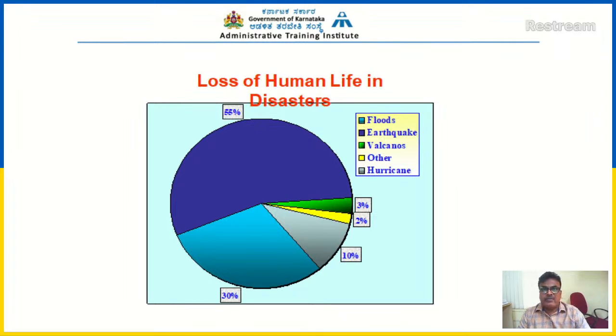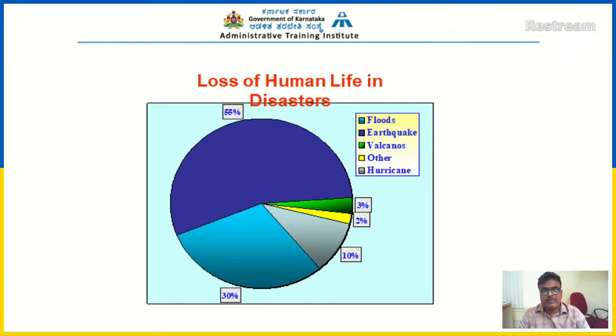So, loss of human life in disasters. If I ask a question, which disaster will cause the maximum loss of life? We will say 55% of the people globally have died due to earthquakes only. This is earthquake actually.